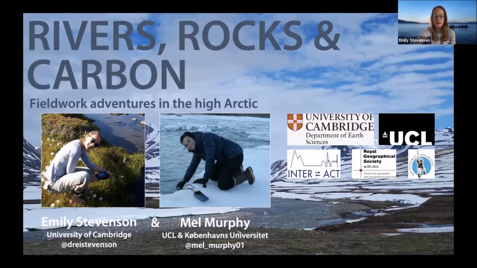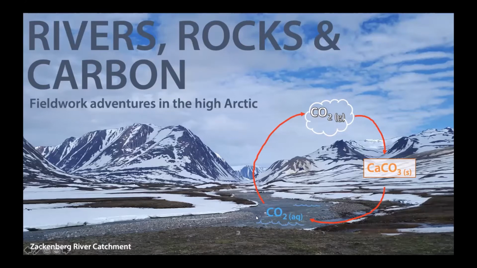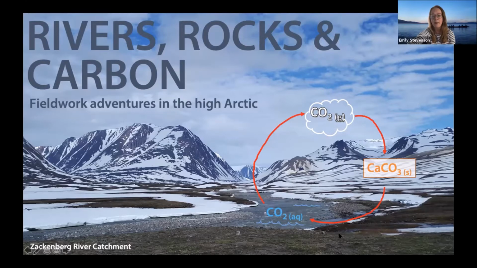I wanted to start with this really beautiful picture of the Zackenberg River catchment, which is where myself and Mel have been working in northeast Greenland for the past 3 years. We are geochemists and we study how carbon cycles between 3 main reservoirs: the carbon in rocks, the carbon in rivers, and the carbon in the air. While it might not look like it from this picture, up here at 74 degrees north, the cycle is pretty active, which is what I'm going to show you today.